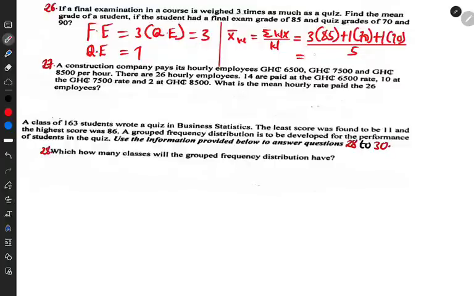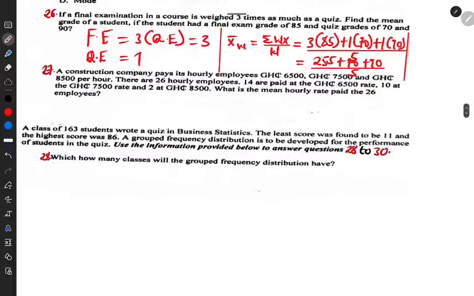So generally, we're going to have 255 plus 70 plus 90, all divided by 5. In summary, that is 415 divided by 5. We're supposed to get 83.00 as the mean grade. So the correct answer is 83. Here there was no option; students are required to provide the option. So the answer is supposed to be 83.